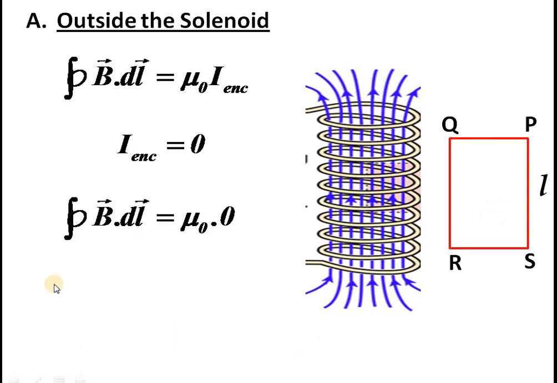So what happens to the equation then? The integral of B dot dl will be equal to mu 0 times 0. This leads to B dot dl being equal to 0, or B is equal to 0. That means there is no field outside the solenoid. So that is the conclusion: the magnetic field produced by a long solenoid outside will be 0.